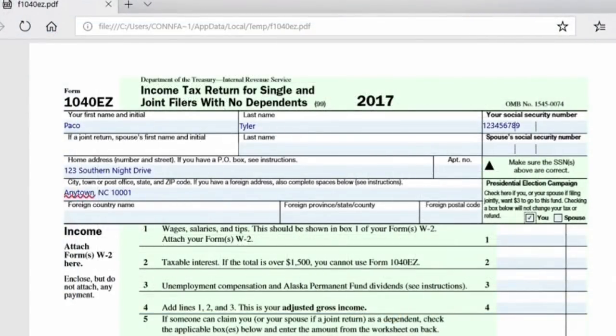On the 1040 Easy form, we're going to add Paco's information. In the first slot, we put his first name Paco, last name Tyler, and then his social security number. He's not married, so we don't have to fill in the spousal part. Then you add his home address and city and town. Also, you select the box that says you, because he wanted to participate in the presidential election campaign.